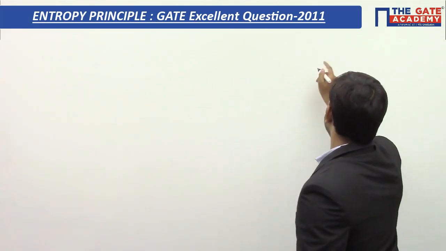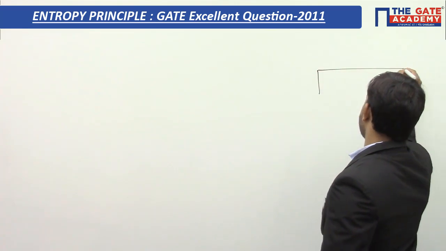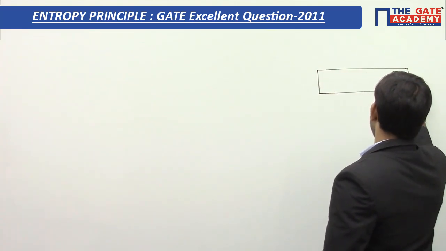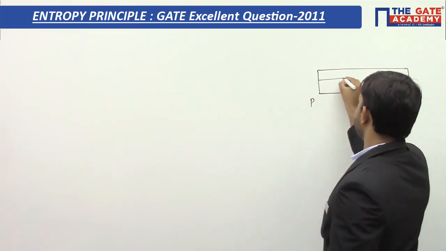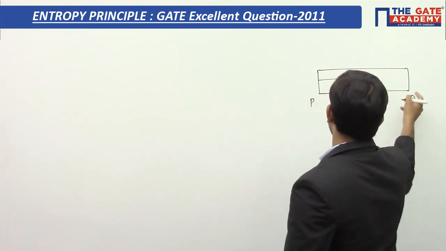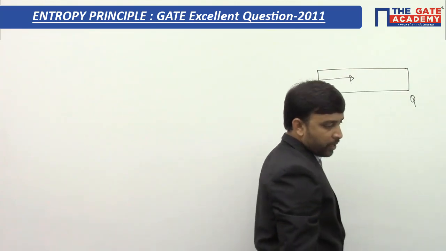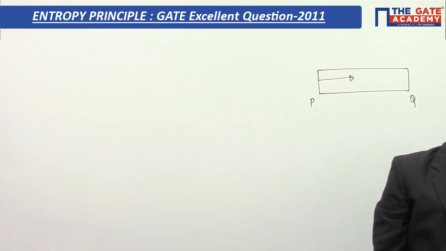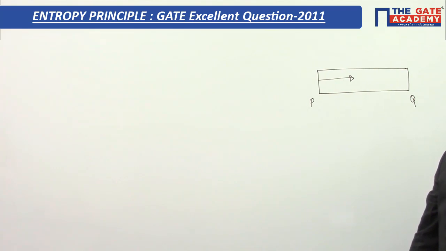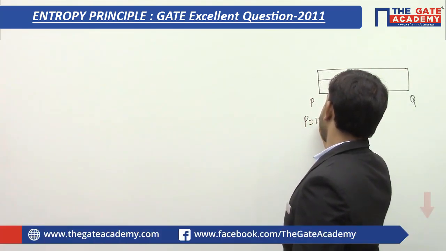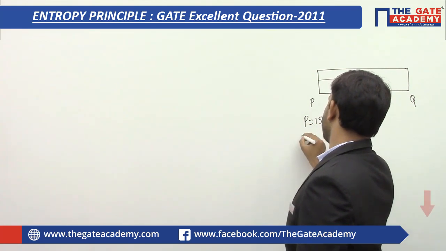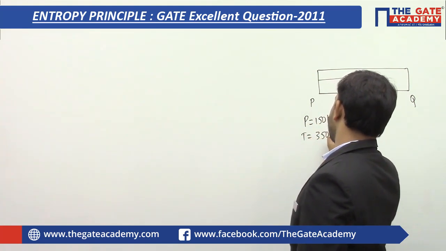So the conditions at station P and Q are given. So they are like this. I am assuming it's some kind of duct. This I am assuming is station P, and this I am assuming is station Q. He is saying that air has to flow from station P to station Q. The conditions at station P are given. It is 150 kilopascal and 350 Kelvin. So here the pressure is 150 kilopascal and the temperature is 350 Kelvin.